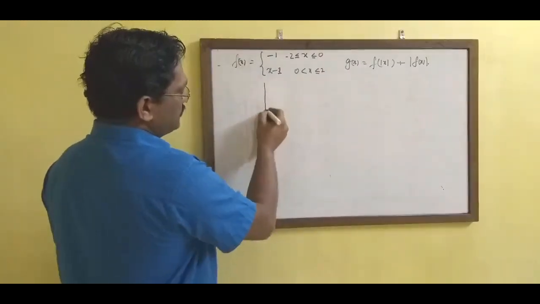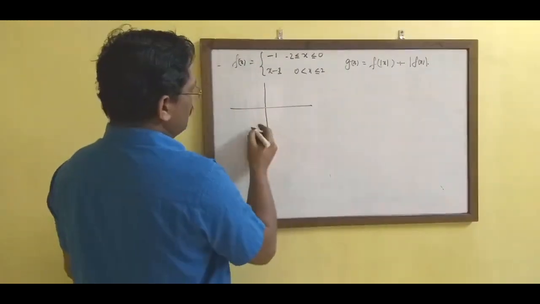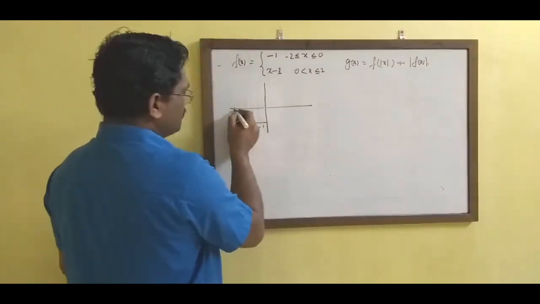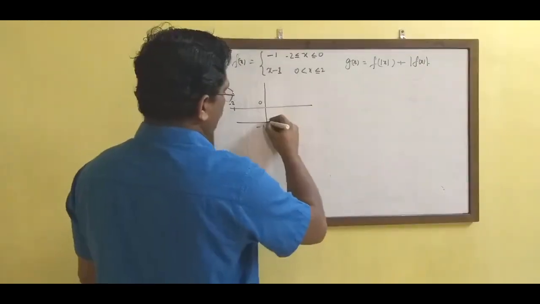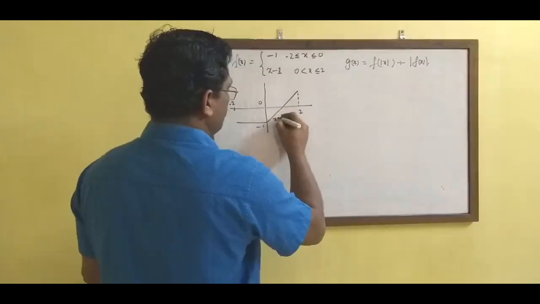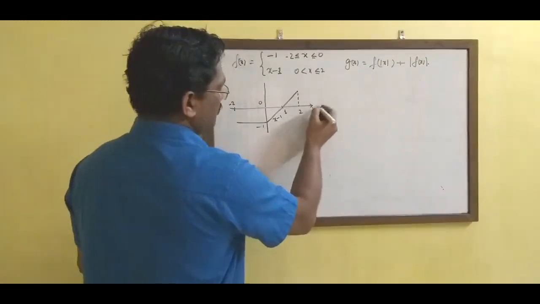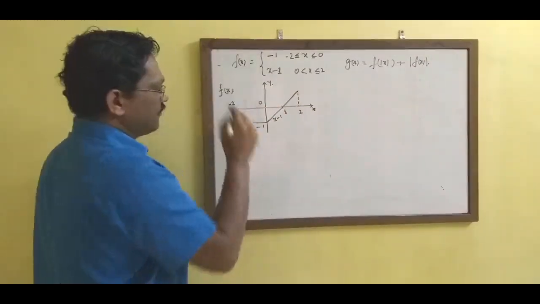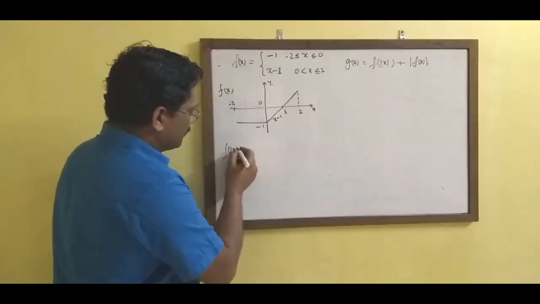So first, let's start by drawing f(x). See, if this is your f(x), it is constant at minus 1 from the interval minus 2 to 0. Now from 0 to 2, it follows y equal to x minus 1. So this is your x minus 1, it cuts the x-axis at the point 1. This is your x-axis, this is your y-axis. So if this is my graph of f(x), how will f of mod x look like?